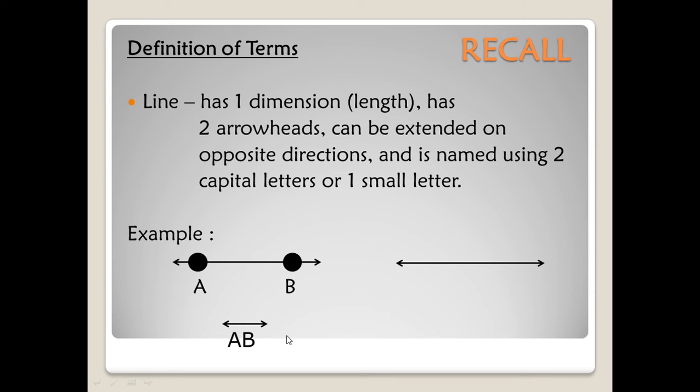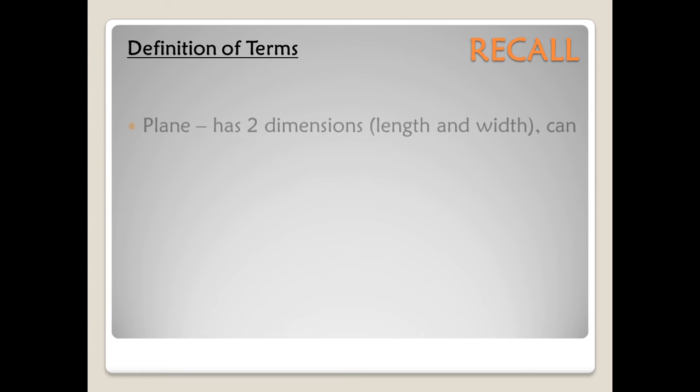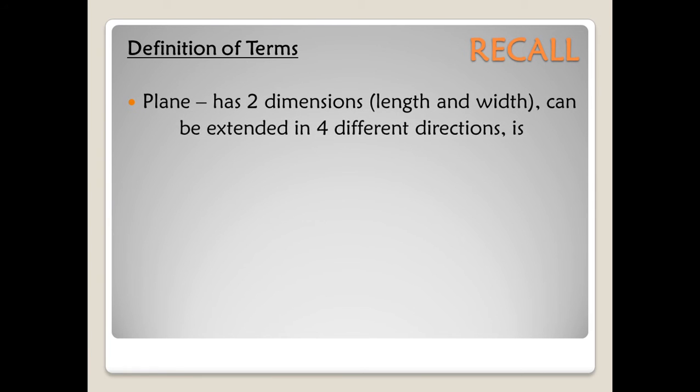Pag small letter ang pangalan niya, wala kang point na makikita dun sa line, tapos papangalanan mo lang siya ng small letter. So, pag nilagay mo yung name niya, ang pangalan niya ay line M. Okay? How about plane? A plane has 2 dimensions, length and width.